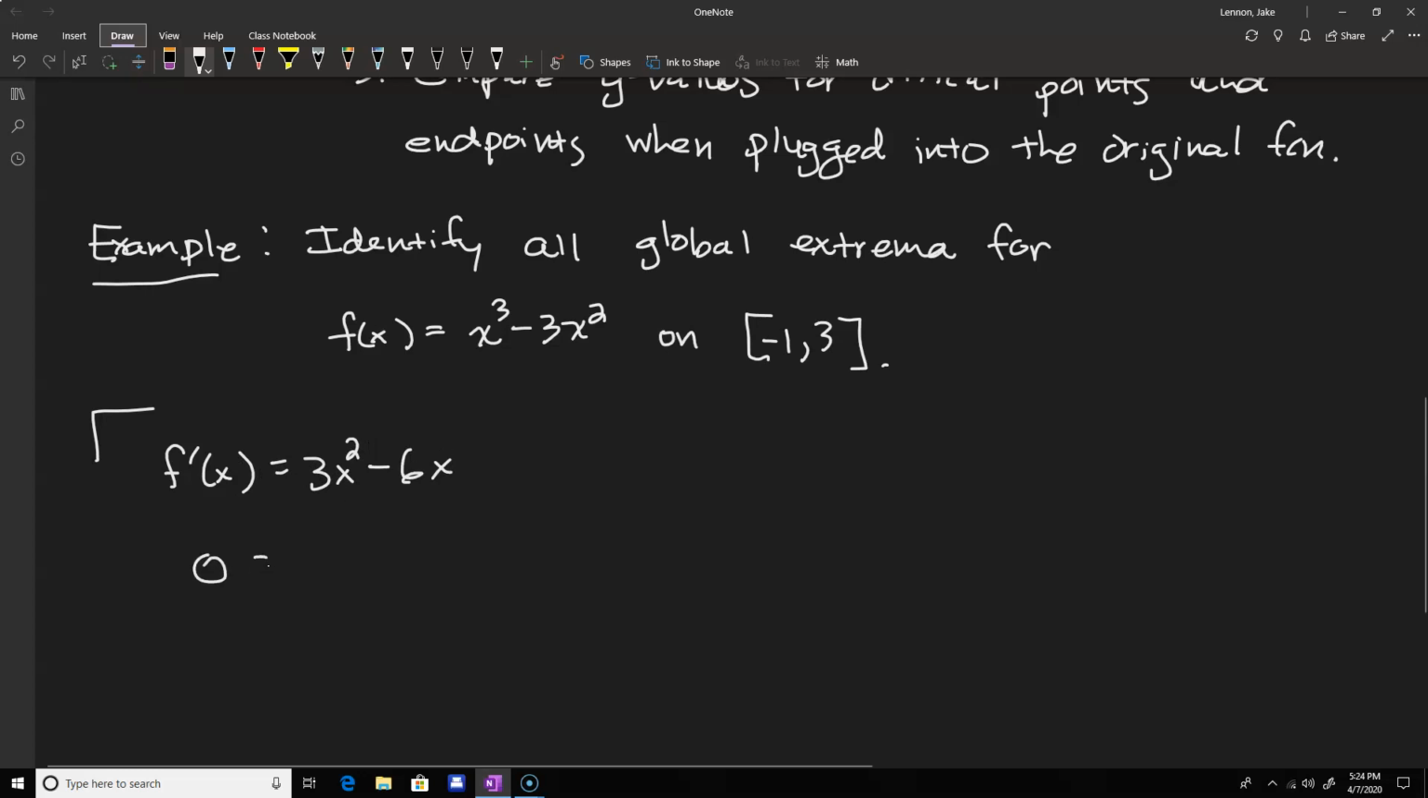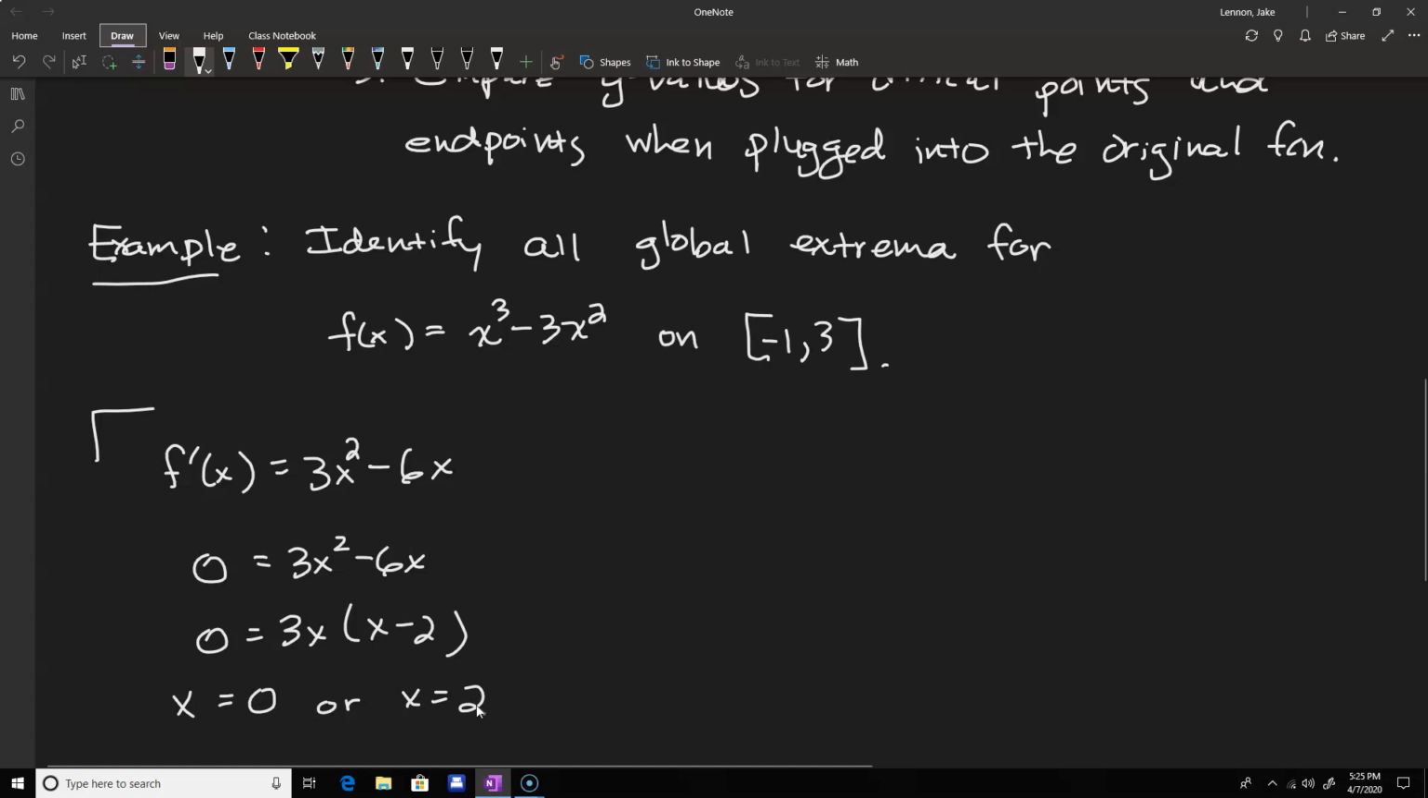We set that equal to 0, and we can solve by factoring. We can factor out a 3x, and that's 3x times the quantity x minus 2. So our two critical values are x equals 0 or x equals positive 2.